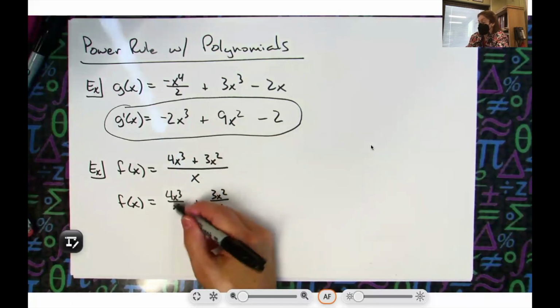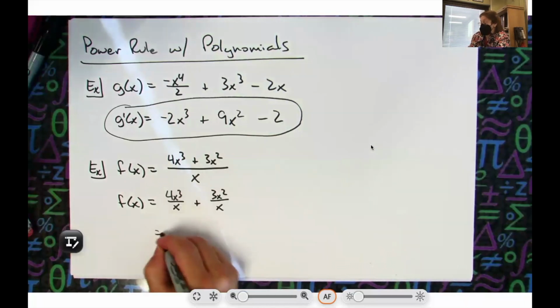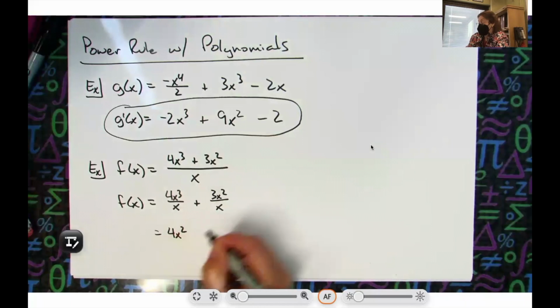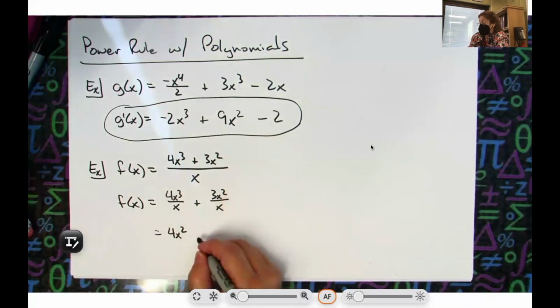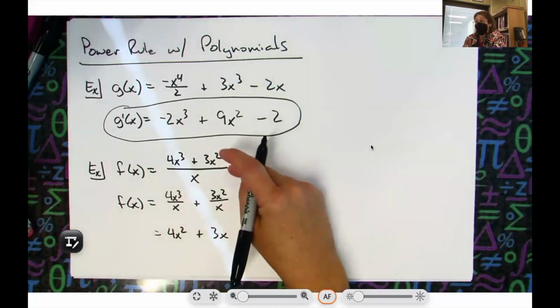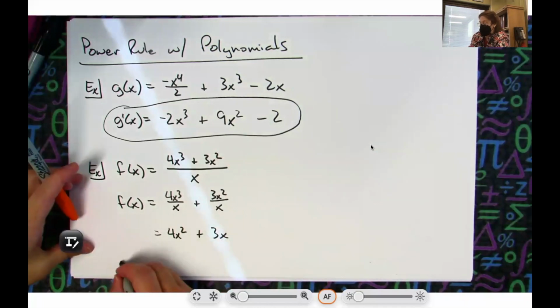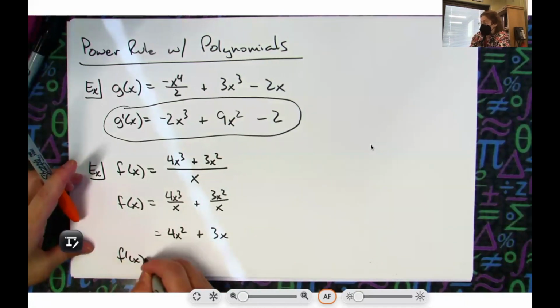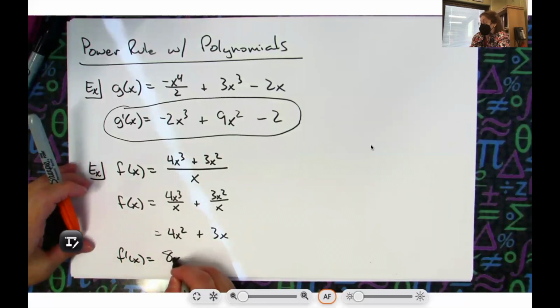Now, laws of exponents here, this is going to simplify to 4x squared. And this becomes 3x. Now, I've taken the rational function that they gave me, algebraically manipulated it down to this, so now I can take the derivative pretty nicely. Derivative: 8x. We're getting pretty good at this. So we can just go 8x plus 3.